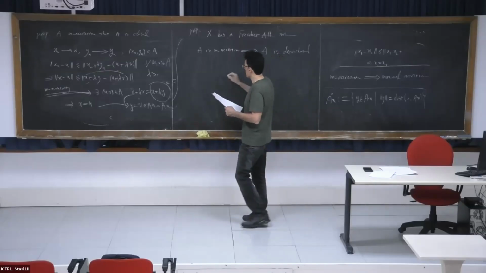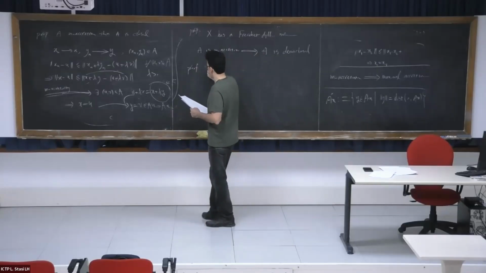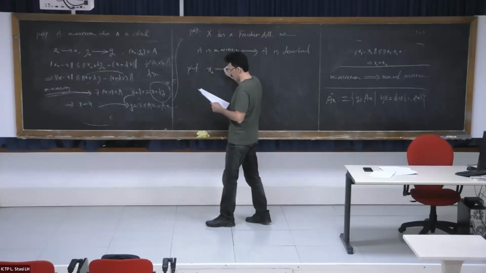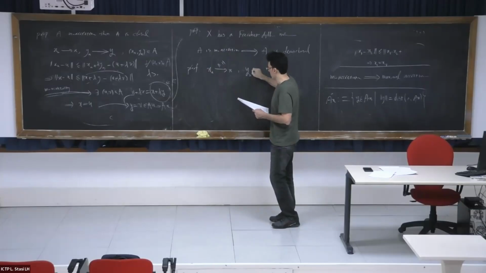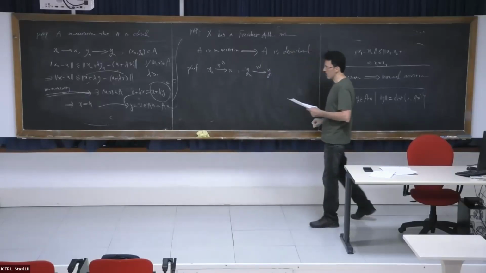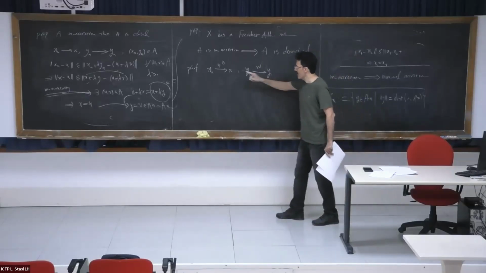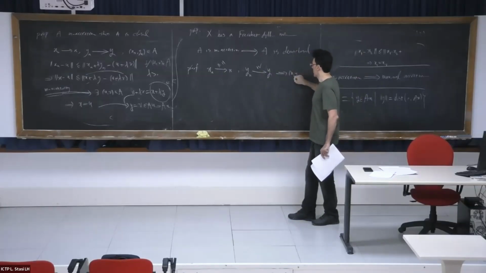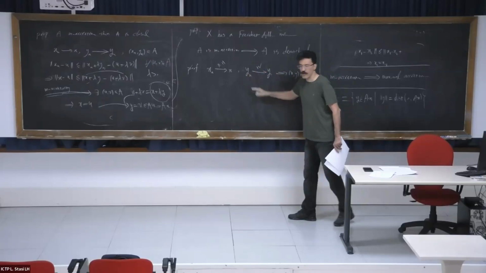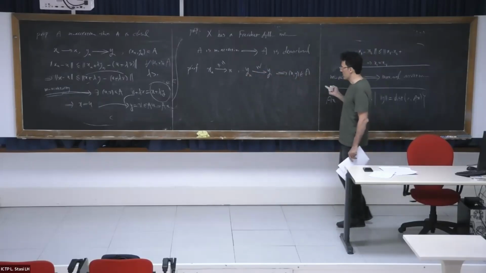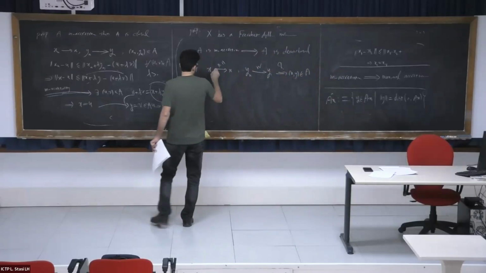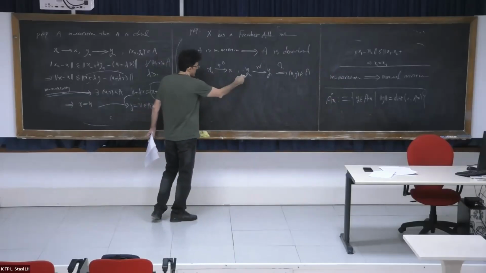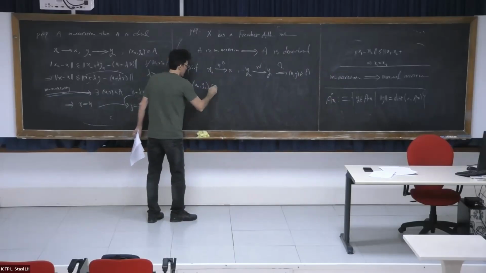Demi-closeness means that if we have xn converging to x in the norm and yn converging to y in the weak topology, we need to show that x and y is an element of A. Here, the topology is the weak topology. But we need to show this. And here, we have chosen xn and yn in A.